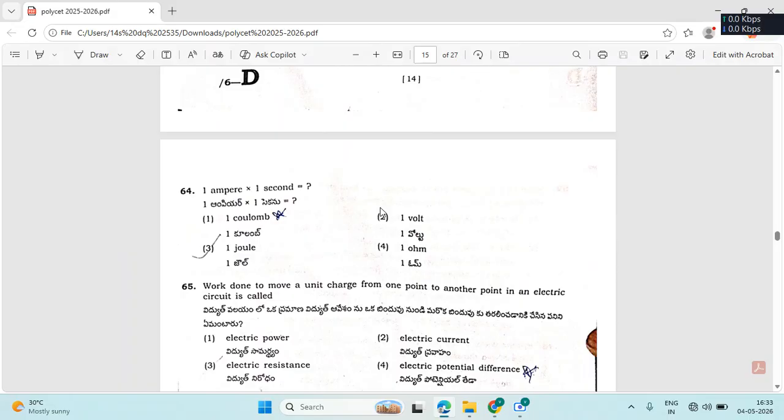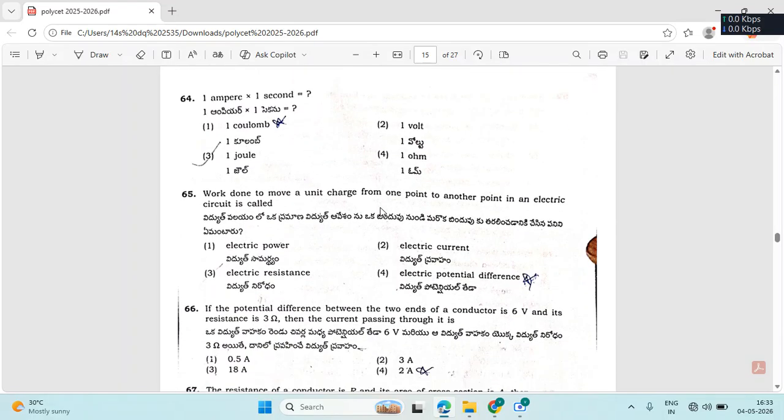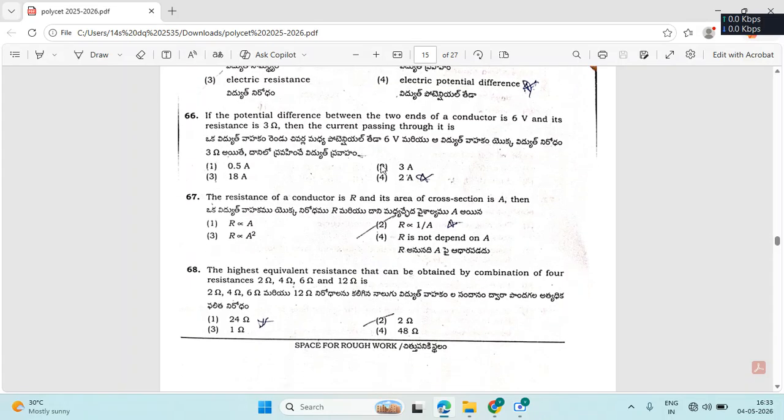1 ampere into 1 second is equal to what? 1 coulomb, 1 volt, 1 joule, 1 ohm. The correct option is 1 and the answer is 1 coulomb. Work done to move a unit charge from one point to another point in an electric circuit is called electric power, electric current, electric resistance, electric potential difference. The correct option is 4 and the answer is electric potential difference.